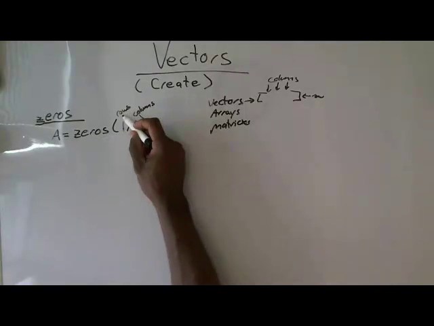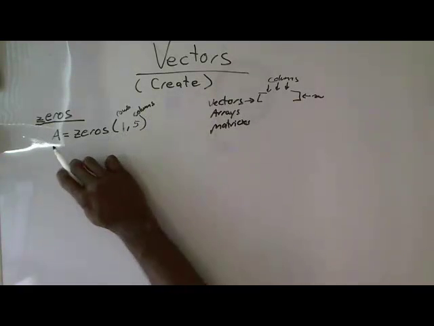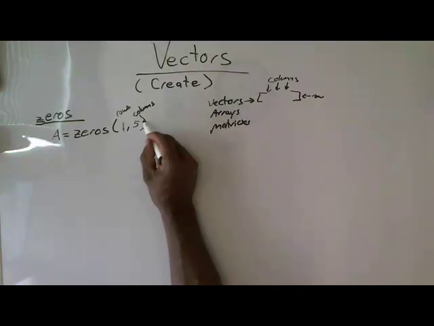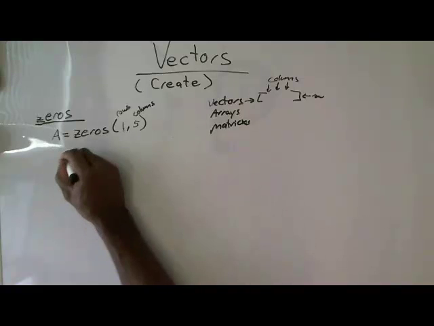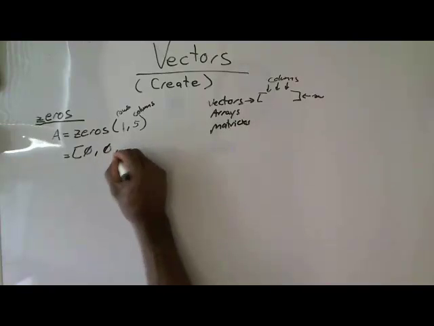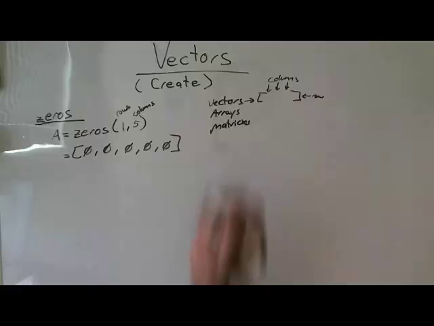So a vector only has one row. And if we wanted this particular vector A to have 5 zeros, then we do one row and 5 columns, and then it would fill it with zeros. So this would actually result in A looking like this.